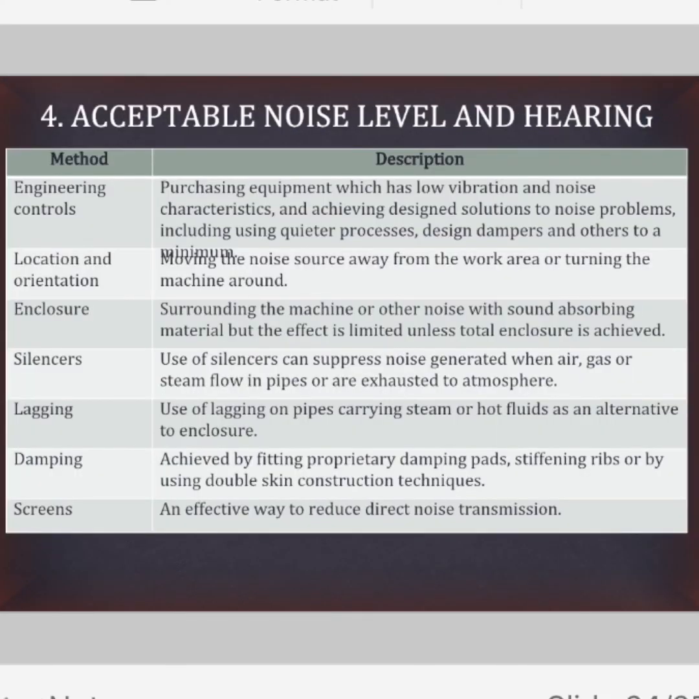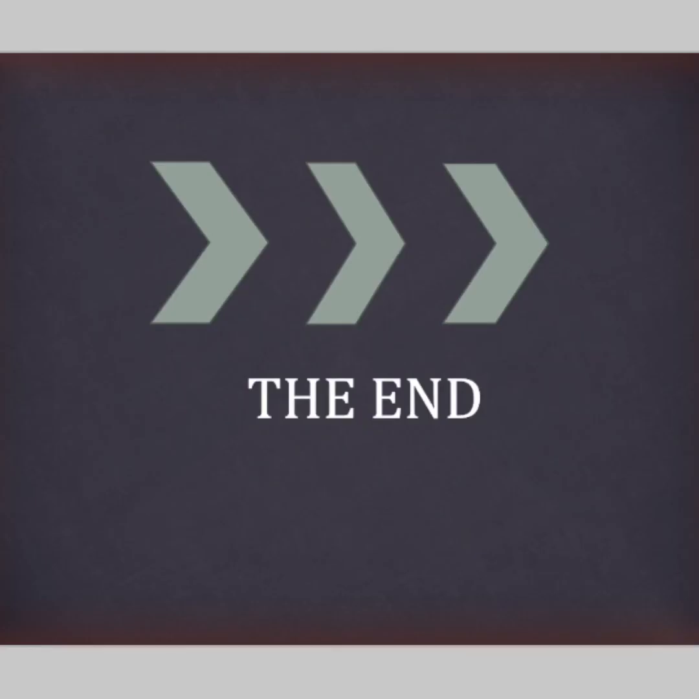There are 7 methods to control noise. Number 1, engineering controls. Number 2, location and orientation. Number 3, enclosure. Number 4, silencers. Number 5, lagging. Number 6, damping. And number 7, screens.